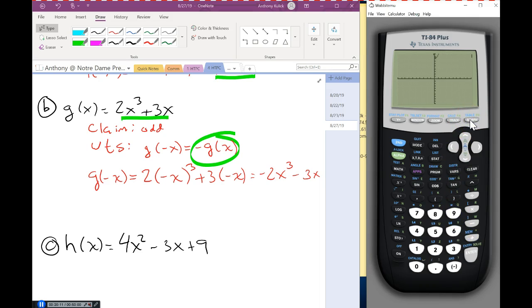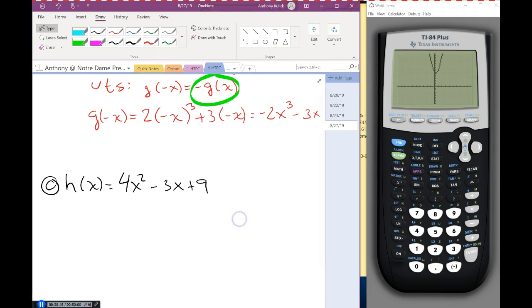So if I graph this, I don't have a very good picture here. Let's make that y max a little bit bigger. Maybe make that 20. That should be enough. Okay, so if I look at that, it's not quite even. Notice that one side has a little bit more graph on it than the other. Everybody observe that? So this is indeed going to be a neither situation.